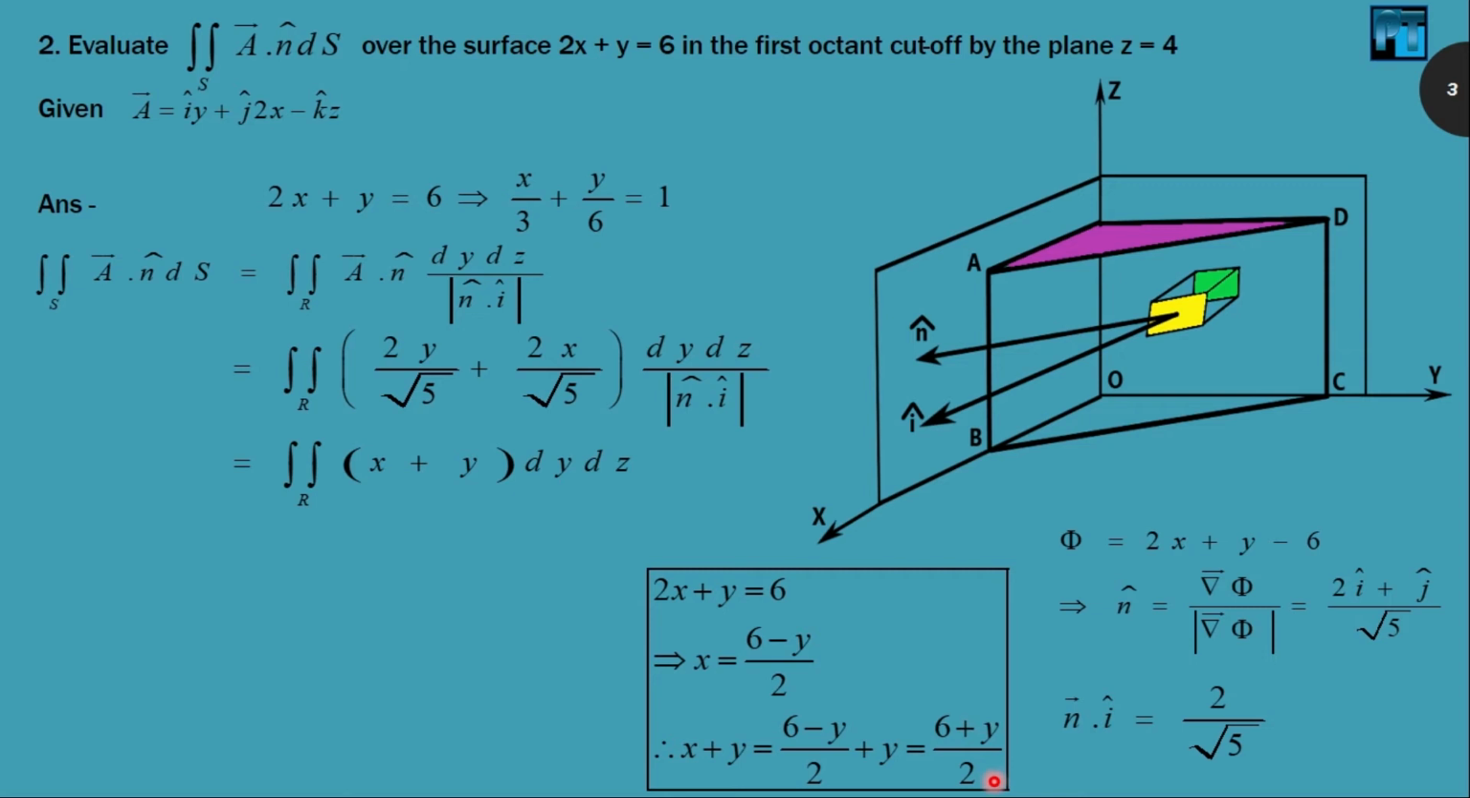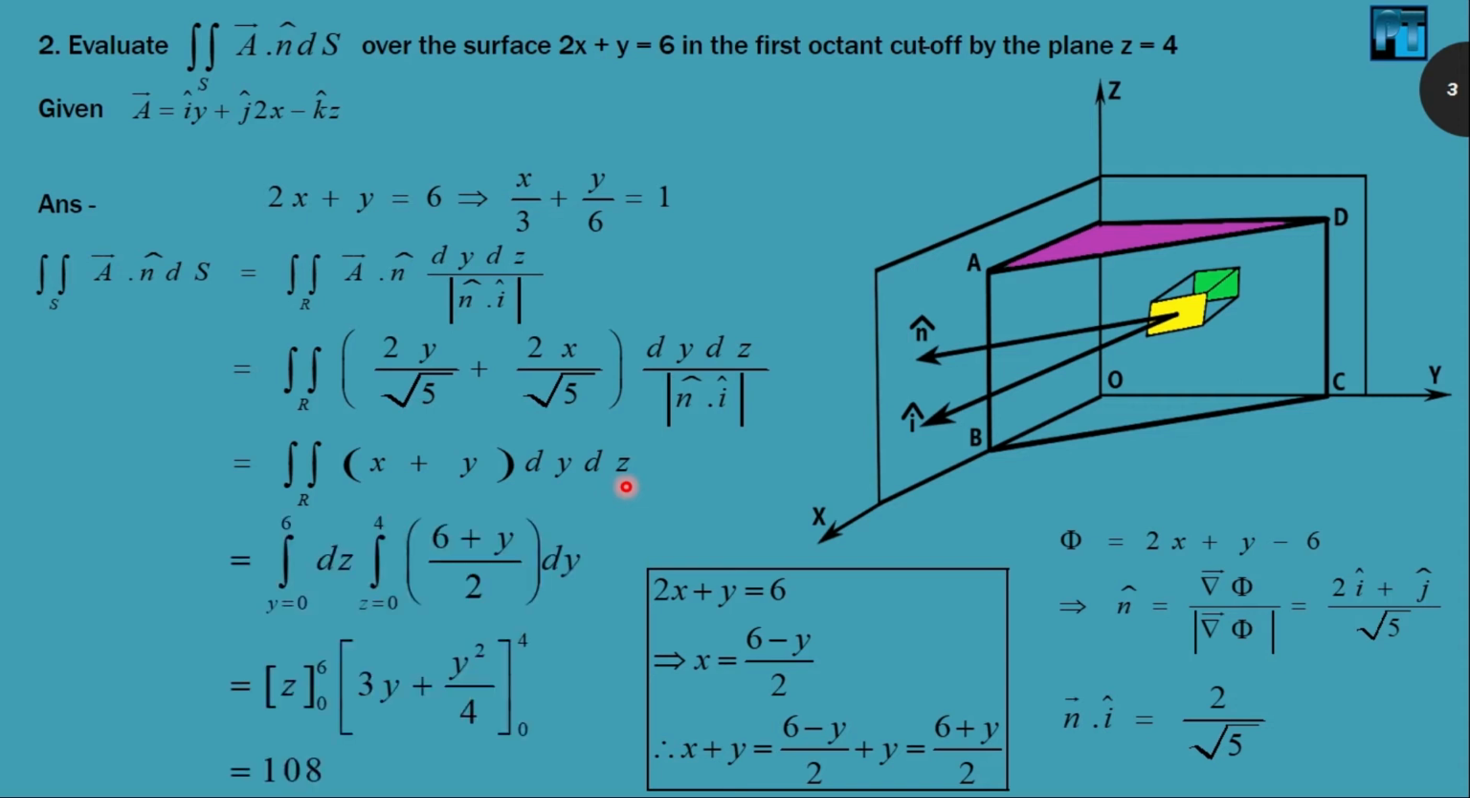Clear? In any type of surface integral, you face this type of problem, then remember to simplify the odd variable, or to replace the odd variable with the working variables. These are your working variables, y and z. This is the odd variable. So you have to replace this variable with your working variable. So we are left with x plus y equal to 6 plus y by 2, this is dy and this is dz.